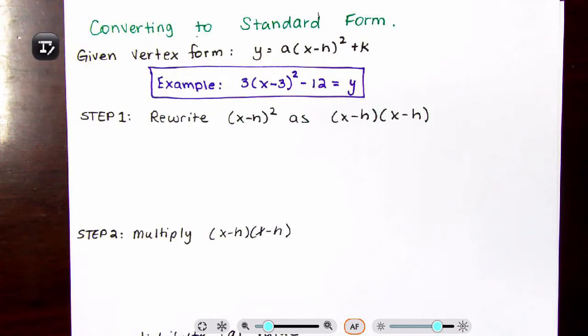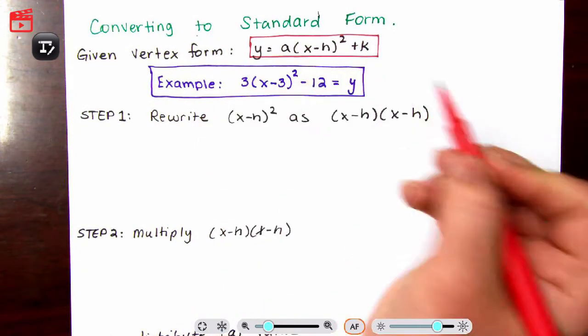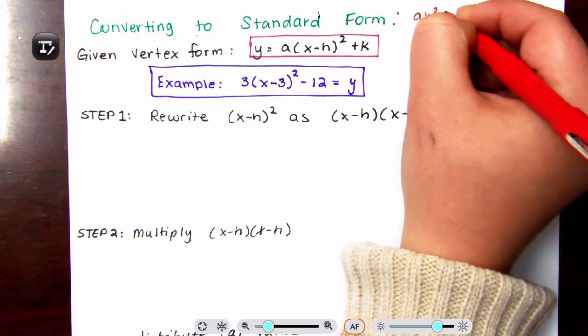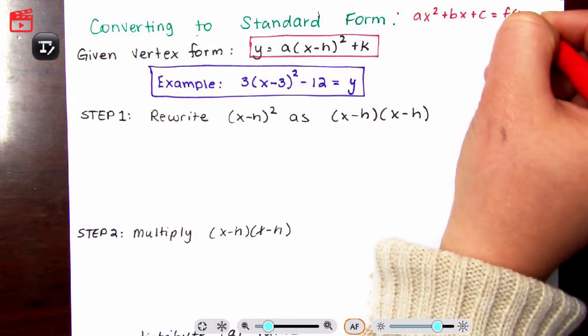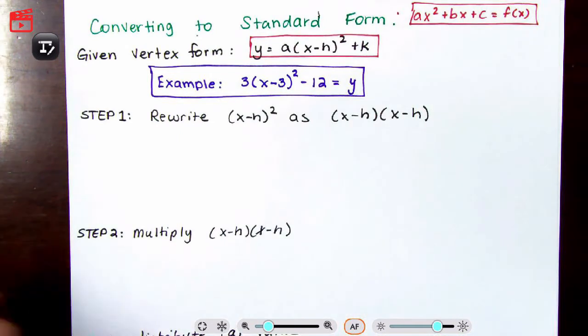So now we're going to be converting to standard form. From a vertex form, which here it is, we're going to have it look like ax squared plus bx plus c, and that's going to be equal to either f of x or y. It doesn't matter. So let's go ahead and do our example.